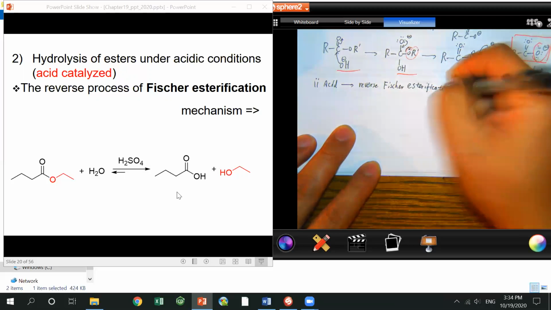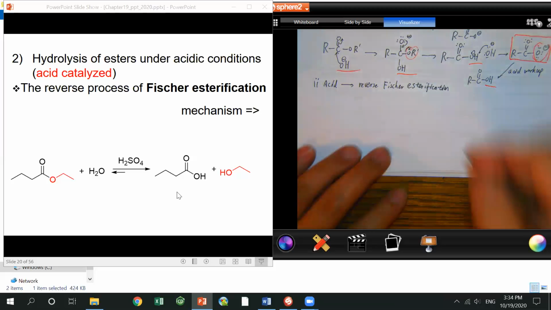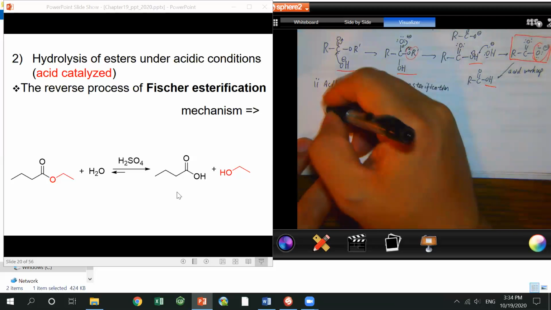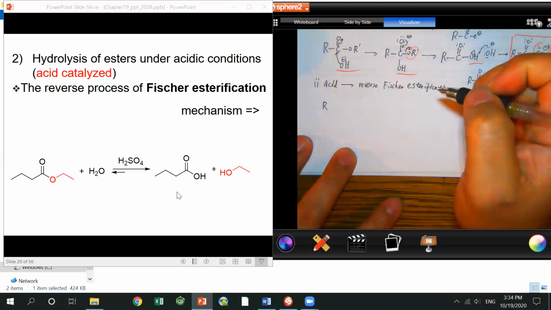Yeah, exactly, it's the reverse of the whole process. So as long as you remember how to draw the Fischer esterification mechanism, it's pretty easy to draw the ester hydrolysis under acid conditions. But here I still want to draw it for you, because these are two important reactions, the whole reactions.